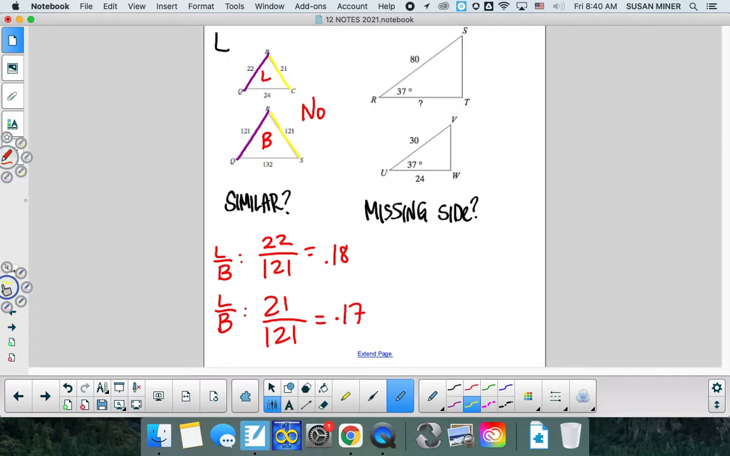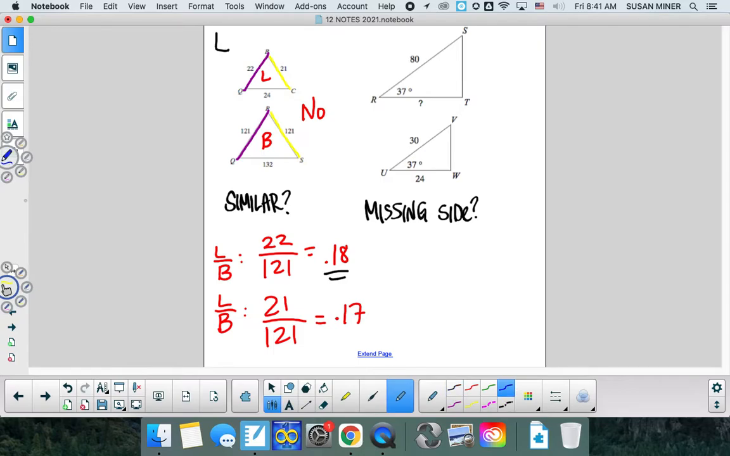Okay, missing sides. Again, there's a couple of different ways that I could do this. I could find out the scale factor first and then use the scale factor to help me find the missing side length. I tend to use equal ratios and just cross multiply. I find that that is easier for me, so that's the method that I'm going to use most often here.